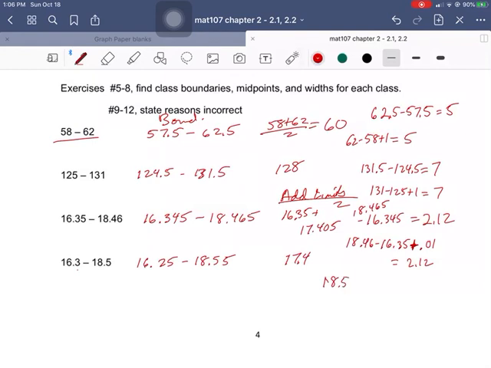Okay, and for this one it's even stranger. It would be 18.5 minus, or that one was pretty strange, 16.3 plus 0.1 would give you the 2.3 this one is. 18.55 minus 16.25, let me just double check that. 18.55 minus 16.25. That gives you your 2.3 as well.